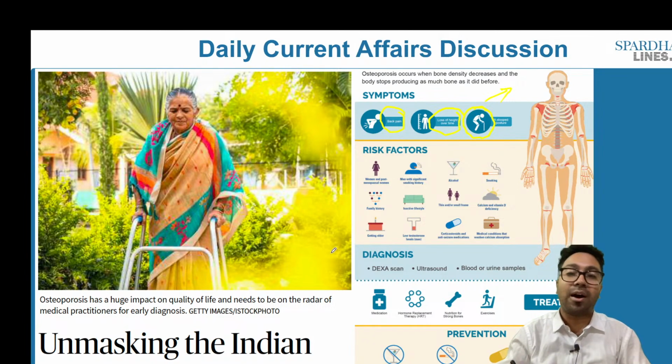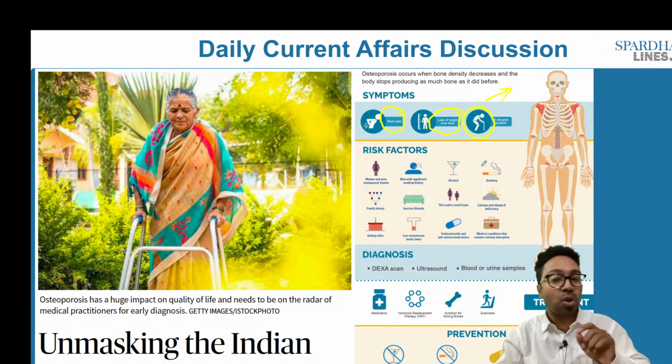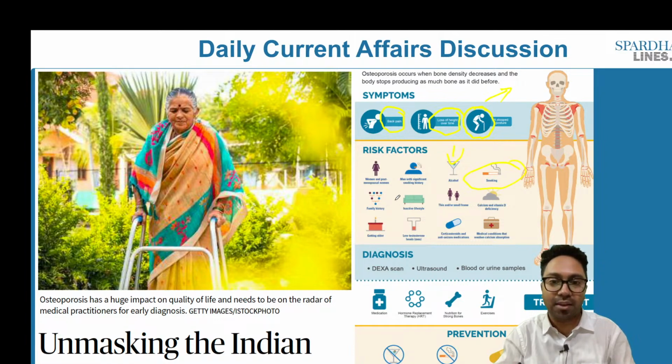Women will be significantly impacted. Men will also be impacted. What are the risk factors? If a person starts consuming a lot of alcohol or engages in smoking, or there is a family history of osteoporosis, that will all create the symptoms. So these are the major risk factors. And what is the diagnosis?